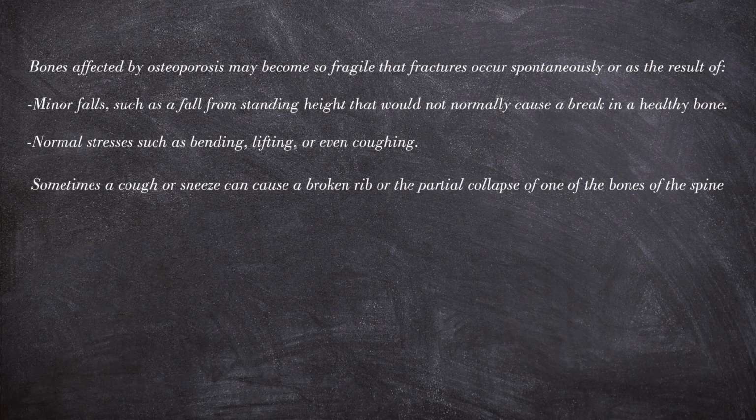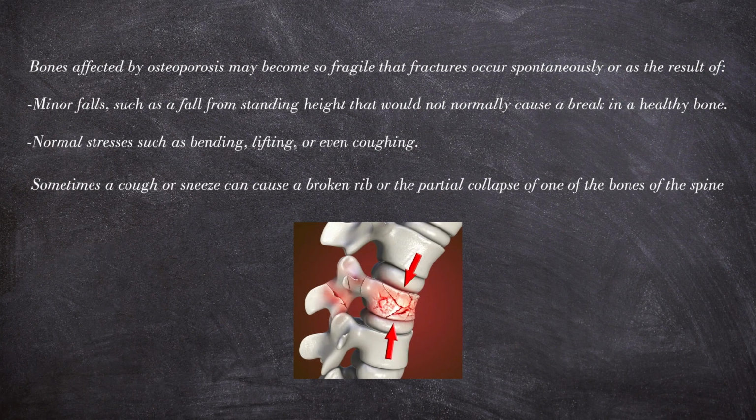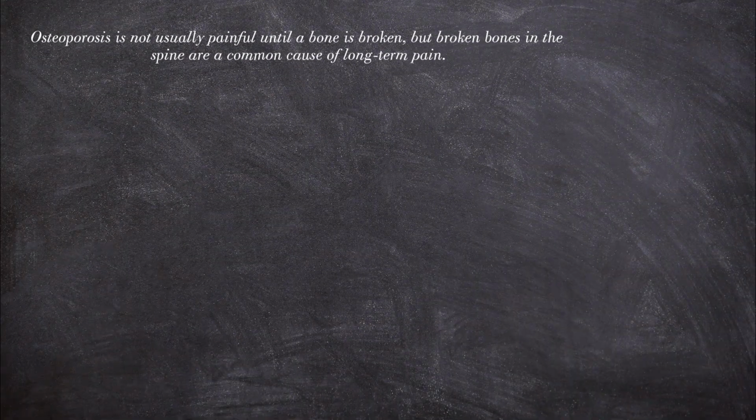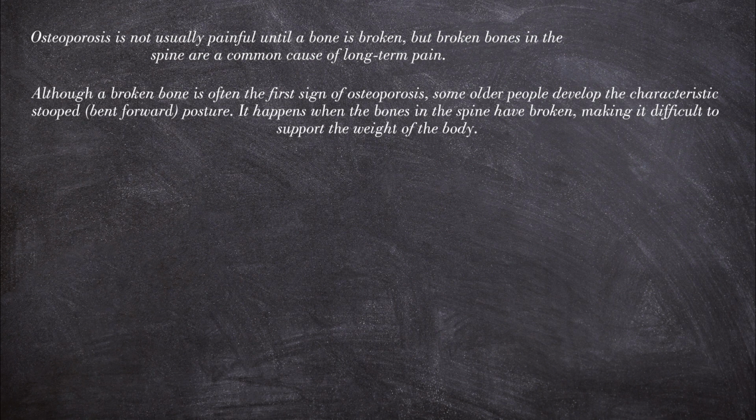Sometimes a cough or sneeze can cause a broken rib or the partial collapse of one of the bones of the spine. Osteoporosis is not usually painful until a bone is broken, but broken bones in the spine are a common cause of long-term pain. Although a broken bone is often the first sign of osteoporosis, some older people develop the characteristic stooped, bent forward posture. It happens when the bones in the spine have broken, making it difficult to support the weight of the body.